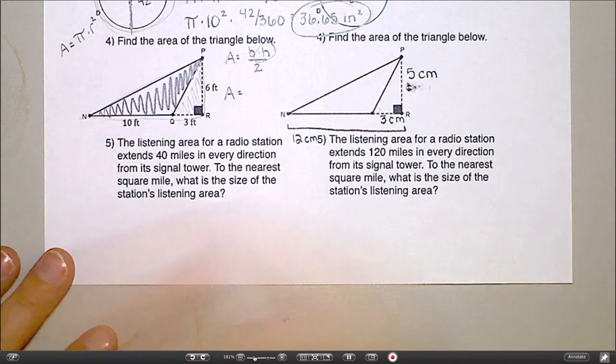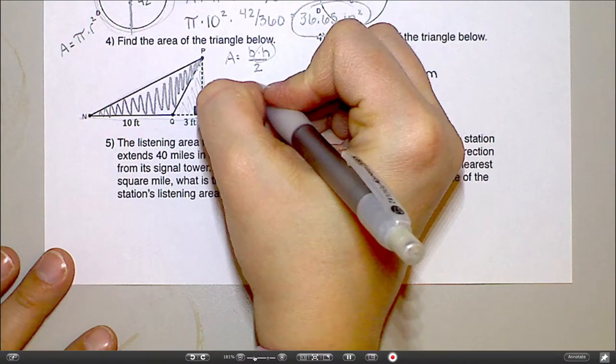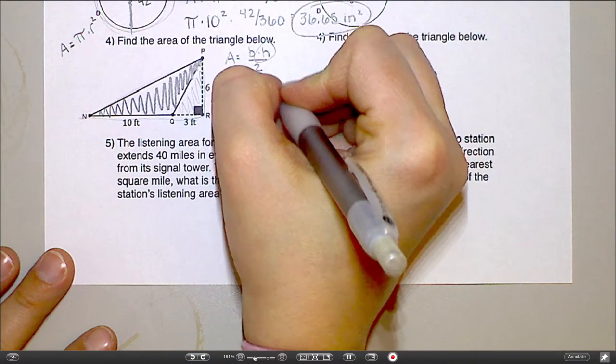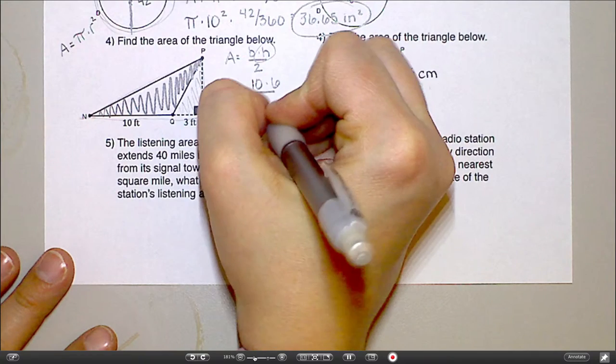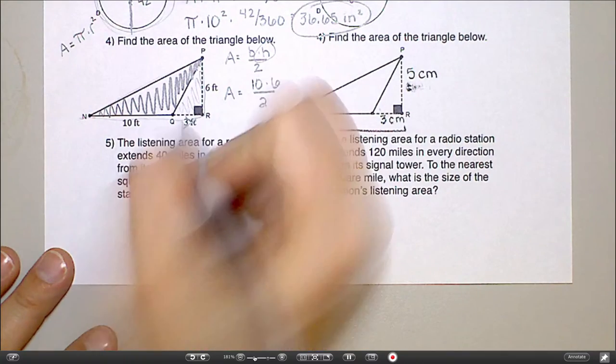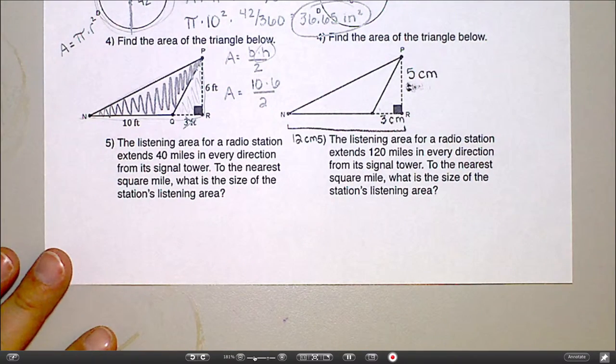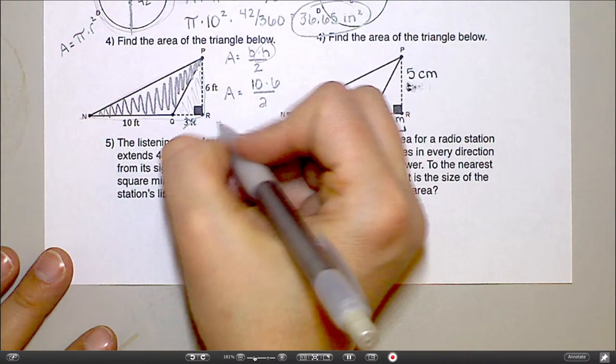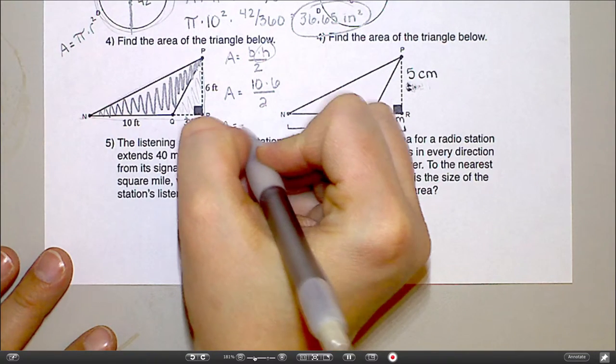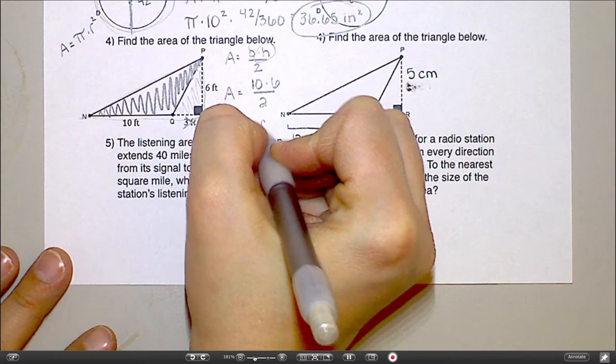10. Jake? Yeah, 10. And what's the height of the triangle? 6. So 10 times 6 divided by 2. You don't need this 3 at all. Okay? So 60 divided by 2 is 30. So this area would be 30 square feet.